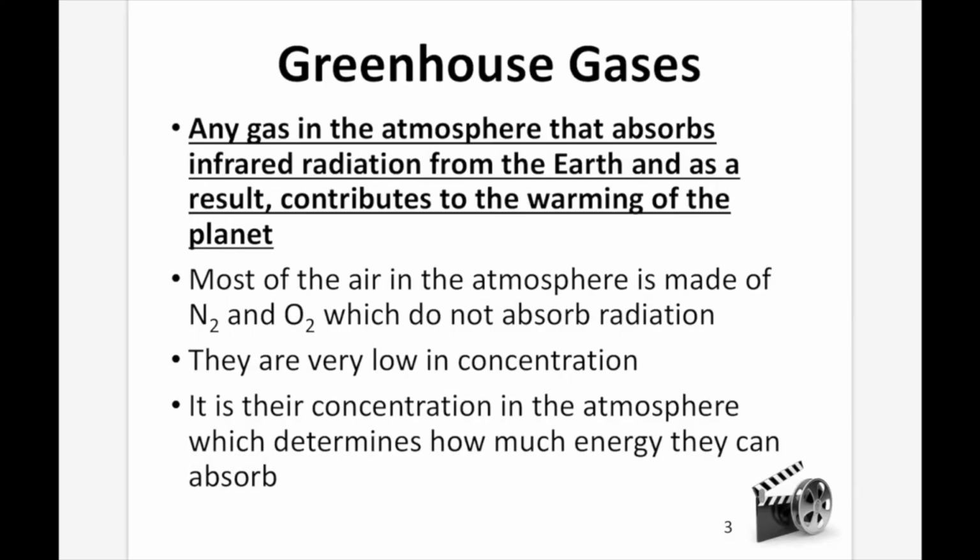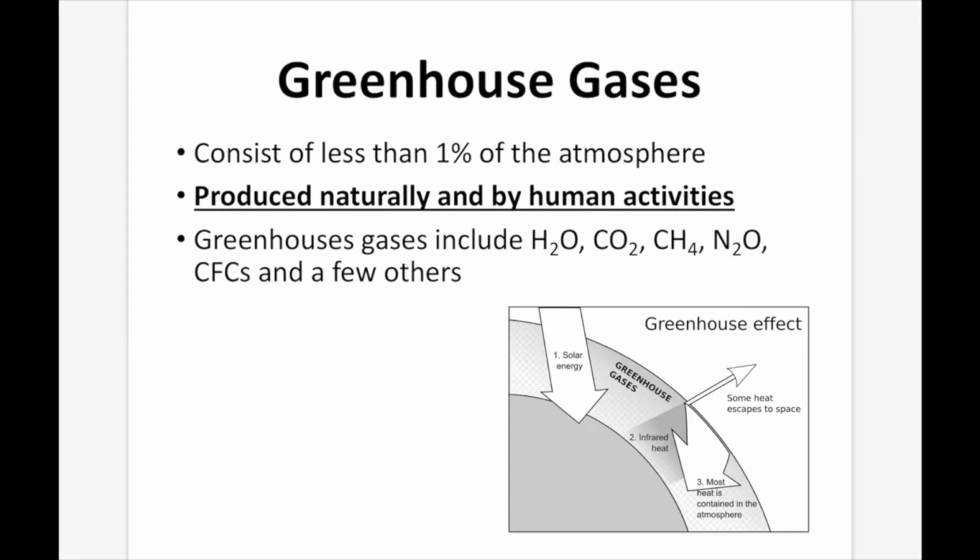Most of the air in the atmosphere is made of nitrogen and oxygen, like we talked about, 78 and 21% respectively, and they do not absorb radiation. The greenhouse gases that we were talking about are in very low concentration, and it's their concentration which determines how much energy they can absorb. So as we increase the greenhouse gas concentration, we're going to increase their ability to absorb this radiation and heat our planet. As I said, they're very low in concentration, only making up about 1% of our atmosphere.